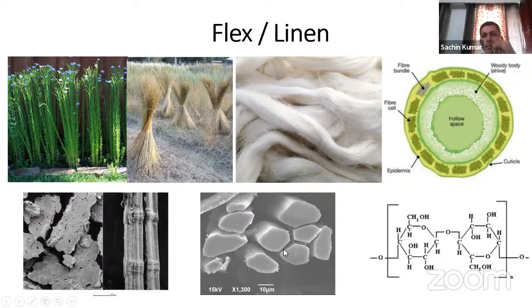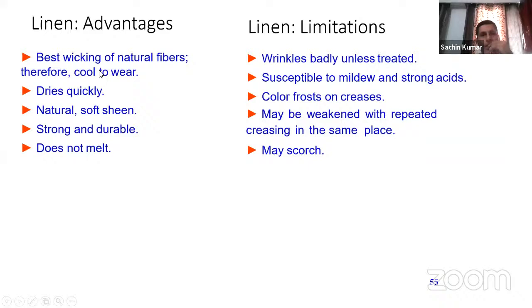This is again a cellulose fiber, with cellobiose monomeric units, and its DP is very, very high. We already told you the DP of cotton is around 5,000. The DP of flax is around 15,000 or more. That is why, due to its length, it is stronger than cotton. Another advantage is that it has the best wicking among natural fibers. Again, it is also conducting in nature. That is why it is cool to wear, dries very quickly, and is strong and durable, and does not melt.